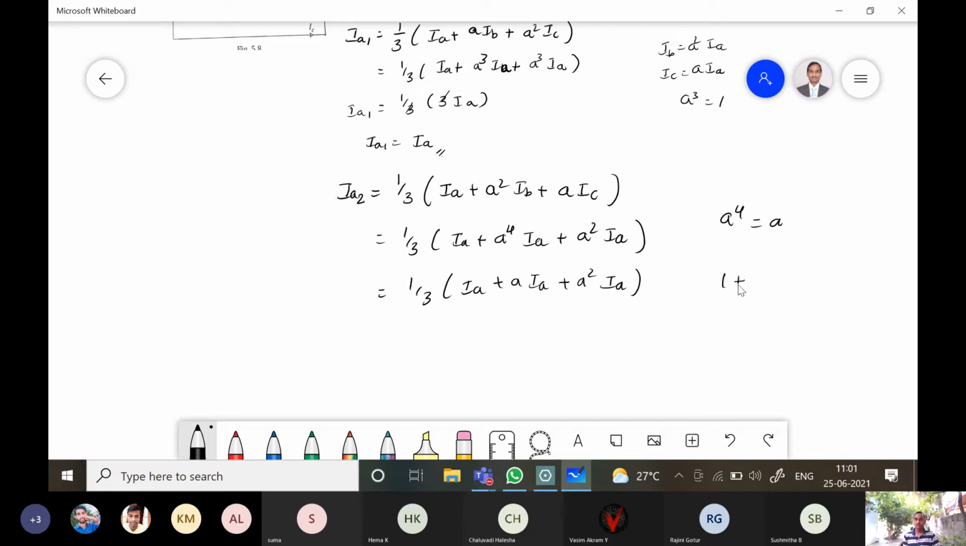So 1 plus A plus A square is equal to 0 in the symmetrical components. Therefore IA2 becomes 0.